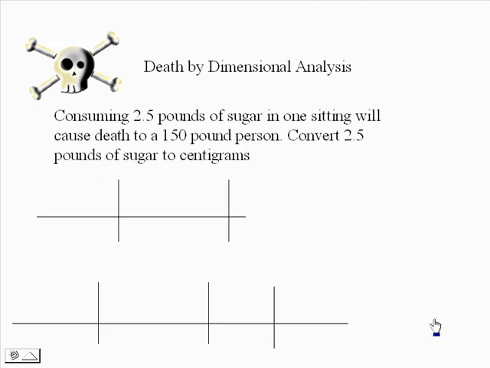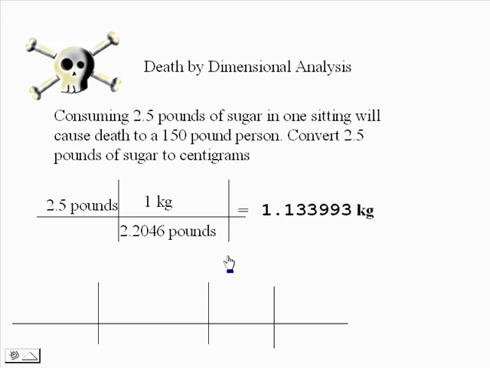Consuming 2.5 pounds of sugar will kill you in one sitting. Let's convert this to centigrams. 2.5 pounds, I do find a conversion factor that'll convert it to kilograms, and again I answer this in kilograms. I can do the metric moving dot to get it to centigrams. So I'm starting at kilo, hecto, deca, gram, deci, centi. So my dot would be over here. Final answer would be this many centigrams.